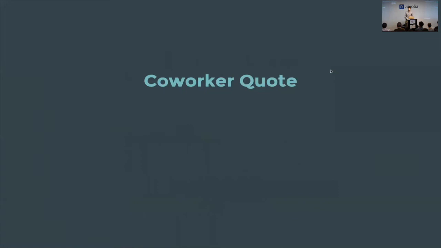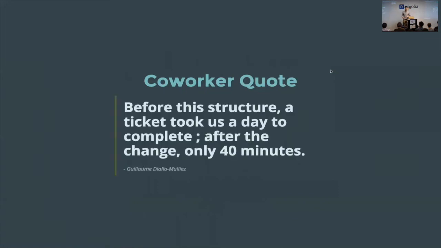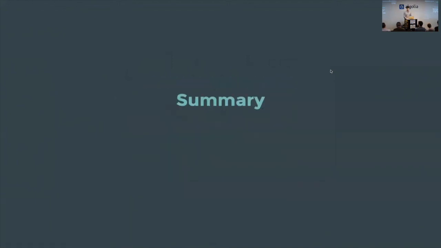I'm going to cite one coworker. He told me that before the structure, a ticket took us a day to complete. After the change, only 40 minutes. Why? Because we separated each responsibility in our server into separate files. This is easily unit testable. And when you think about how to do a feature, it is pretty easy when you know where to do your modifications. So in summary, we have a lot of short files, but it's maintainable and it's optimized.